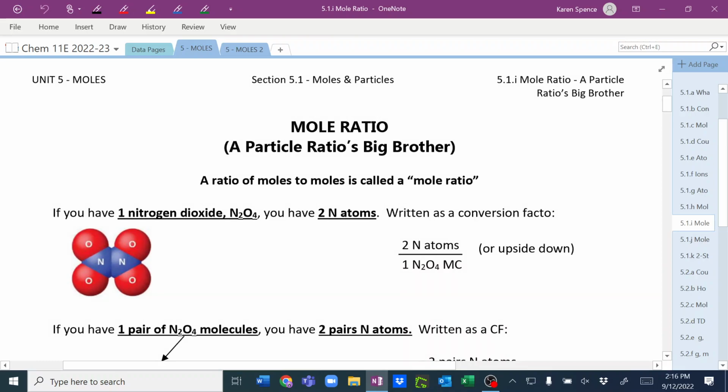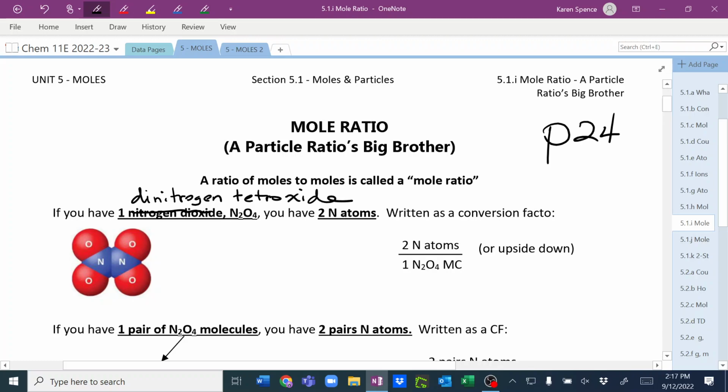There's actually not much to this. It's pretty straightforward. Page 24. A mole ratio is just a particle ratio's big brother. So if you are okay with taking a look at nitrogen dioxide, or sorry, dinitrogen, why does it say nitrogen dioxide? That's not even correct. It should say dinitrogen, what? Tetroxide. So this is wrong. Dinitrogen tetroxide.